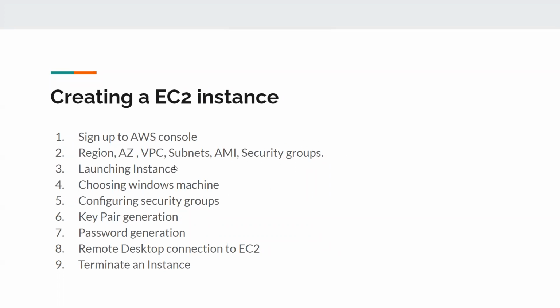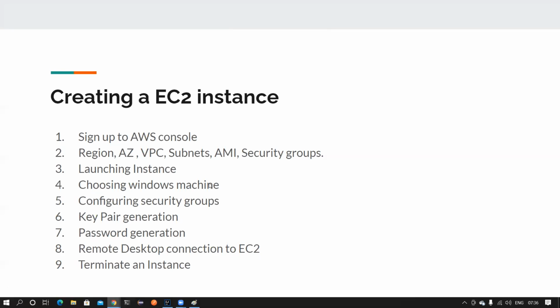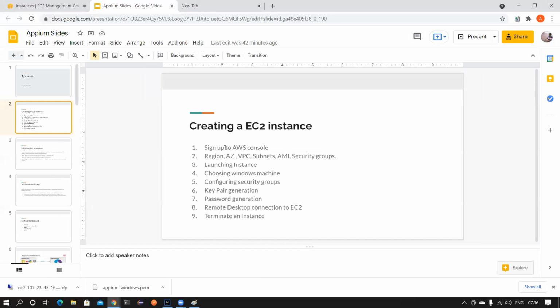And we also see how we can launch this, how we can choose a different Windows machine, how we can configure security groups, how we can do the key pair generation, password decryption, and how we can take remote sessions to the EC2 machine that we hired. And we also learned about terminating an instance, right? So good. I think you all have learned something new today, right?